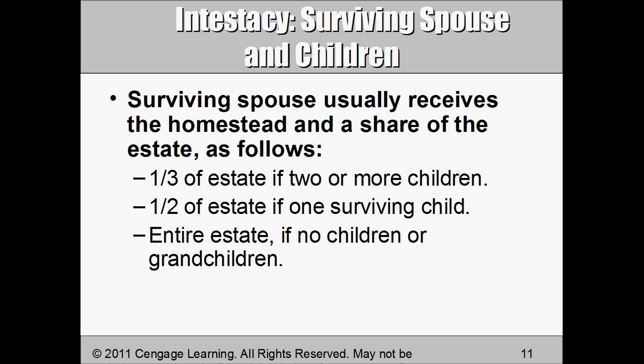Now, intestacy and the surviving spouse and children. When that's the situation, then you have a surviving spouse receiving the homestead and a share of the estate as follows. They get 1/3 of the estate if there are two or more children. The surviving spouse gets 1/2 of the estate if there's one surviving child. They get the entire estate if there's no children or grandchildren.